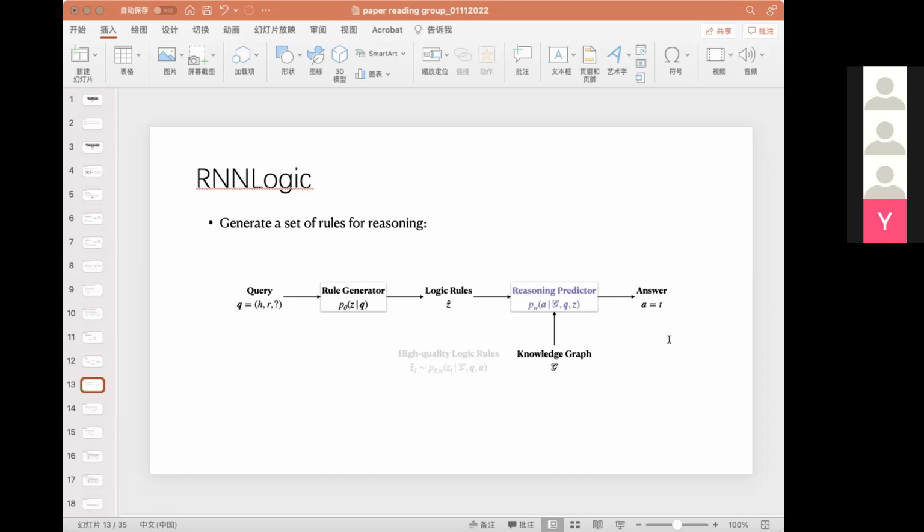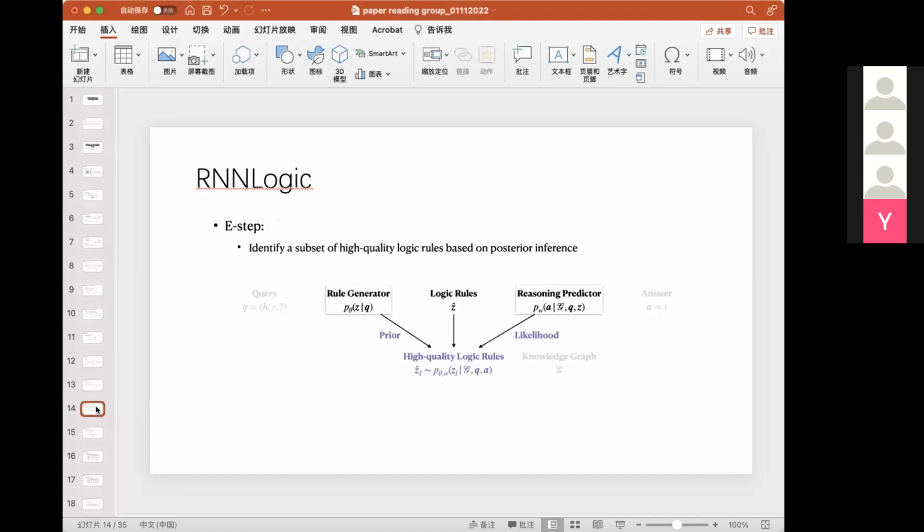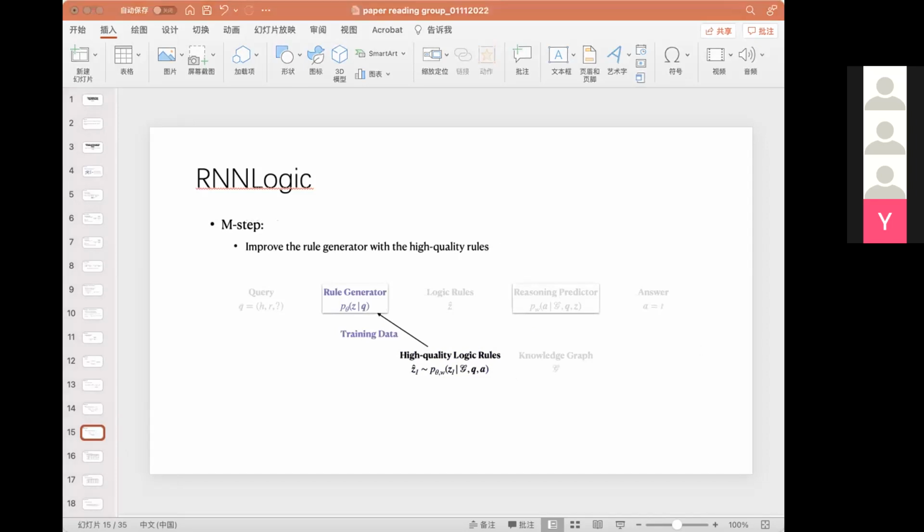And then after that, it will return this high quality rule back to the rule generator, and then this high quality generated rule will feed into this RNN model, in order to update the rule generator in order to maximize the likelihood of this high quality rule selected by the reasoning predictor. And that is the basic idea of RNNLogic.